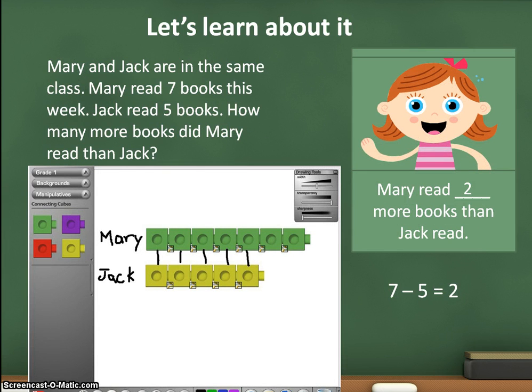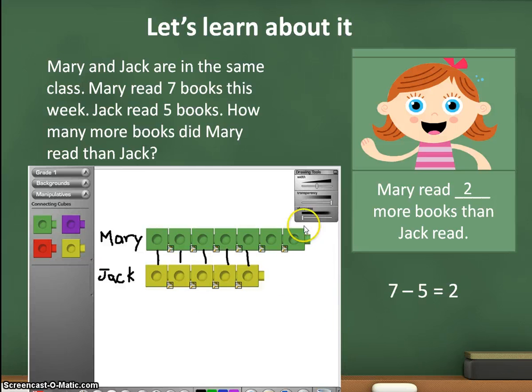Next question. Mary and Jack are in the same class, and they're comparing the books they read. Mary read 7, and Jack read 5. How many more books did Mary read than Jack? This is the problem we've talked about a lot, that comparing problem. So it's really important that you check your work this time, because a lot of times people will make mistakes and only pick one of the numbers instead of actually comparing the numbers.